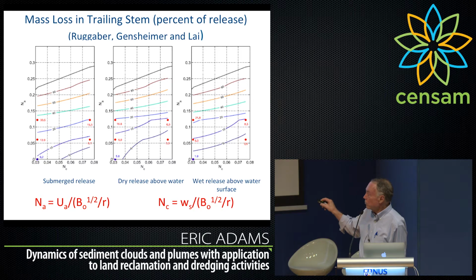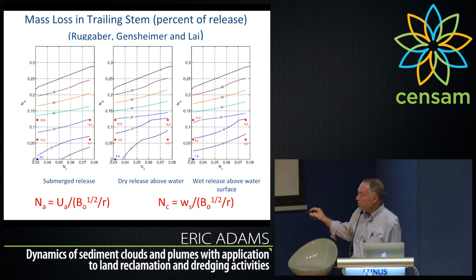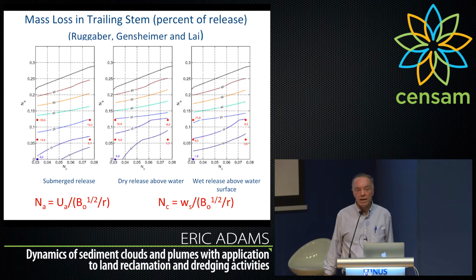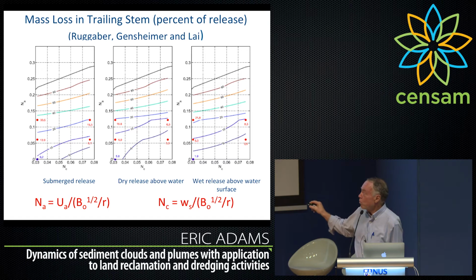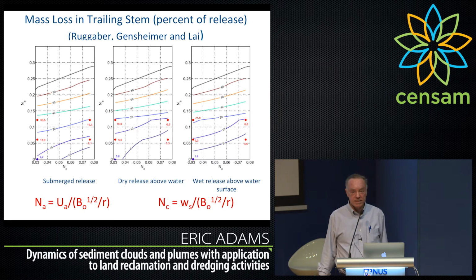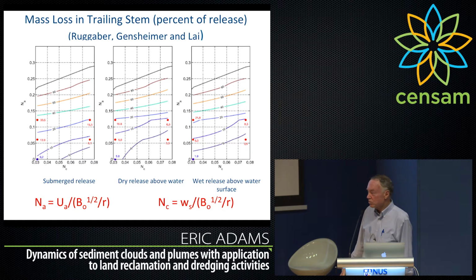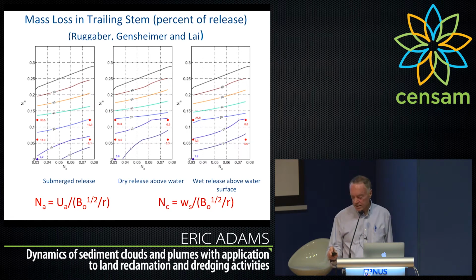This is a normalized ambient current, and going in this direction is the normalized settling velocity of the particles. So as you get smaller particles or faster ambient currents, you tend to get more mass in the trailing stem, and hence more vulnerability to pollution associated with the dredging or land reclamation events. And they're somewhat different, but show the same trends for different types of release conditions.